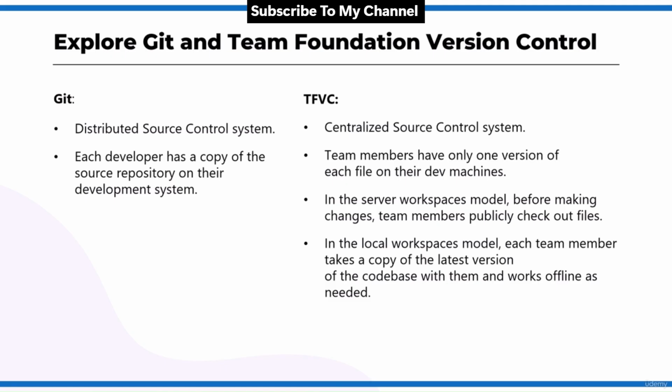So in the server workspace model, before making changes, team members check out those files and then they use them. They also have an option of local workspace, in which each team member copies the latest codebase version with them, and it's going to work offline as needed. Developers check in their changes and resolve conflicts as necessary. So in TFVC, you can have a server workspace model, or maybe you can have a local workspace model, based on your choice and the requirement of your project.